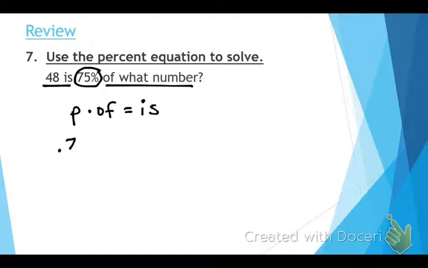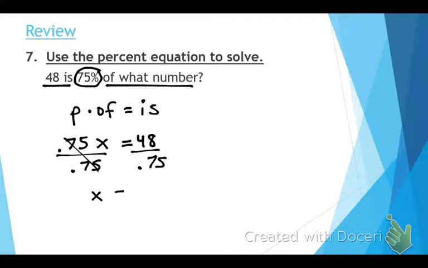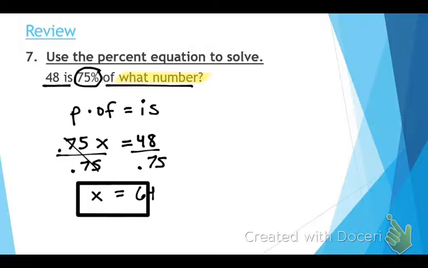Roy, what's my of? We don't know it, so we're going to put X. Sabrina, what's my is? 48. Good job. What do I do to get that variable by itself? You have to divide by 0.75 on both sides, and that cancels out. Jensen, what's my answer? 64. Now, do I need to put any units on that? No, because look right here, it asks what number. All I do is put what the number is. Okay, so the answer is 64.